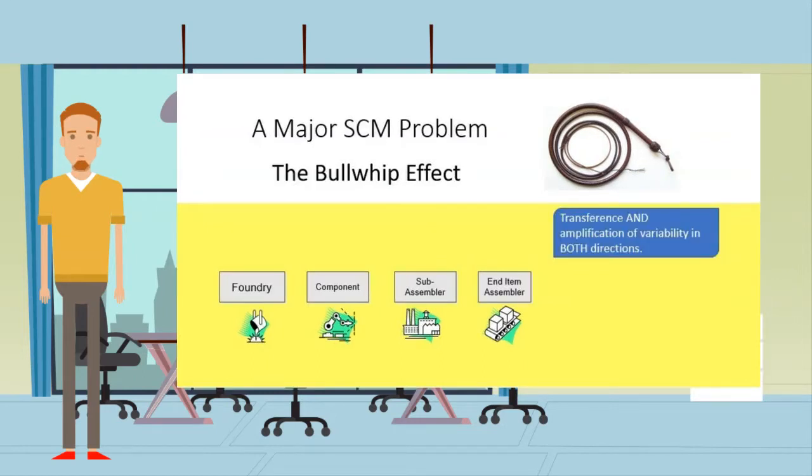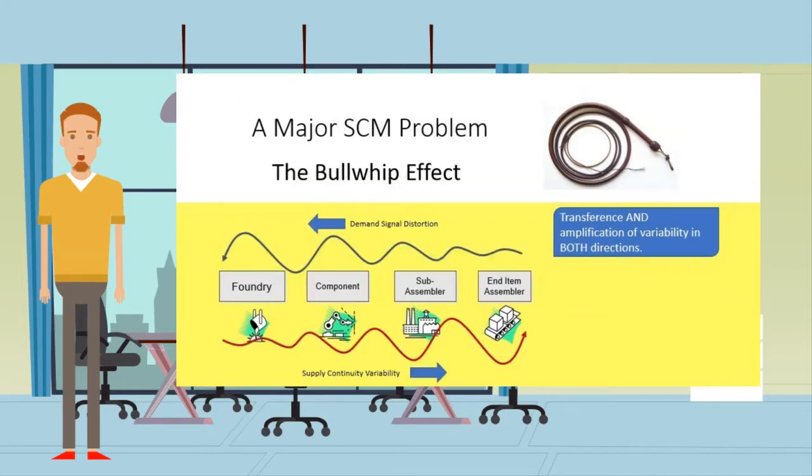Here we have a supply chain from an end item assembler going back through 3 stages of manufacture to the foundry. As information goes back up the supply chain, we get demand signal distortion and amplification. But the same also happens coming down the supply chain. If the foundry has a glitch delivering the castings, this can ultimately have a devastating effect on the end item assembler's production, giving us some supply continuity variability.